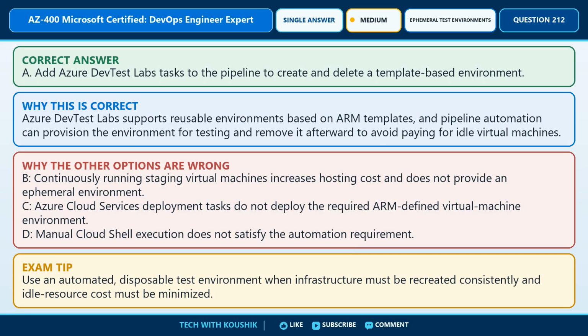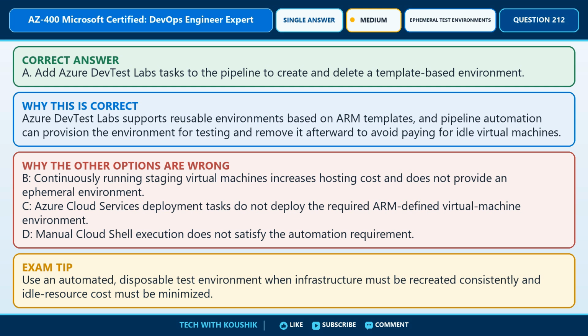The correct answer is Option A. Add Azure DevTest Labs tasks to the pipeline to create and delete a template-based environment. Here's why. Azure DevTest Labs supports reusable environments based on ARM templates, and pipeline automation can provision the environment for testing and remove it afterward to avoid paying for idle virtual machines.